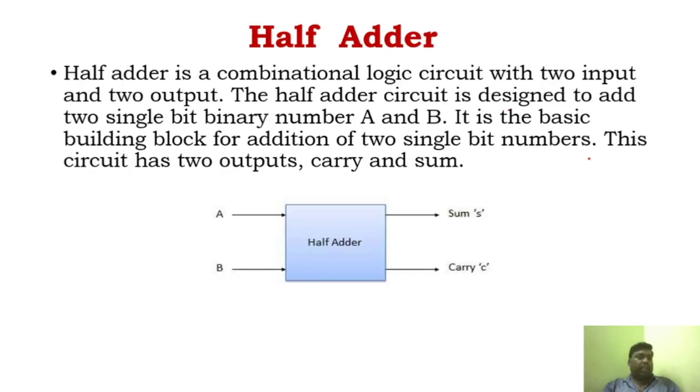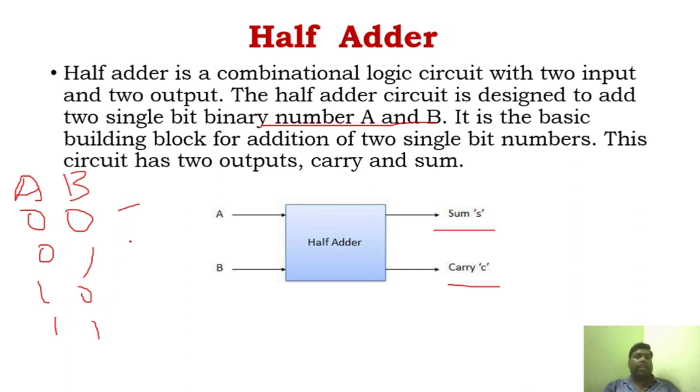What is a half adder? From the name itself you can understand that the half adder is capable of adding only two single-bit numbers. It is not a complete adder. It performs addition of two single-bit binary numbers and produces two outputs, sum and carry. This is the normal addition operation we do with inputs A and B: 0 plus 0, 0 plus 1, 1 plus 0, and 1 plus 1. That is the half adder operation.